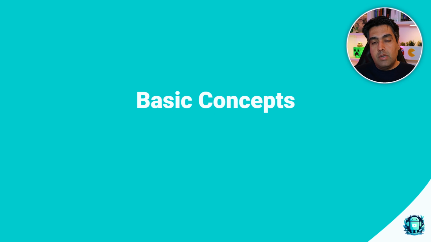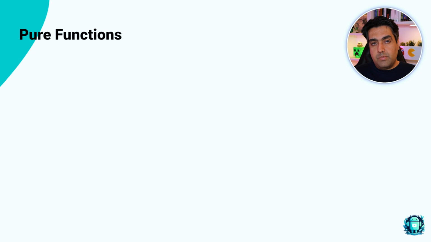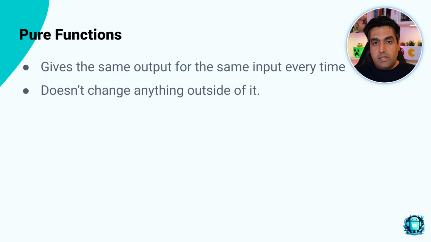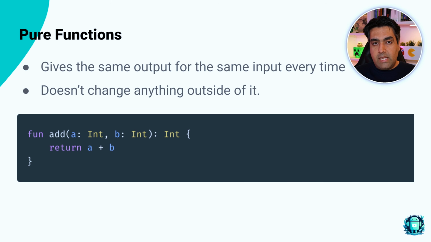Kotlin is a modern language with robust support for functional programming. Let's look at the basics of functional programming and how Kotlin greatly supports those paradigms. Let's start with pure function. A pure function gives the same output for the same input every time and doesn't change anything outside it. As a very simple Kotlin example, this add function gets two integers and returns the sum of them. This predictability makes pure functions easier to test and reason about.